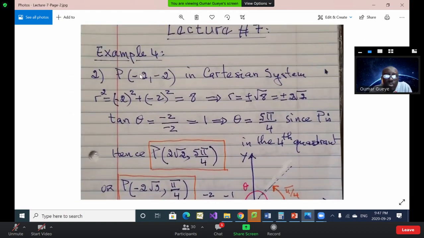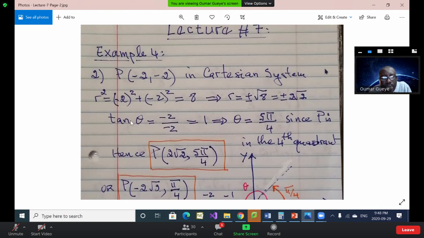So we take this point, -2, -2, in the Cartesian system, and we want to get the polar coordinates. We're going to start by calculating r. It is x squared plus y squared, where this is my x and this is y. After calculations, we will get 8. And if r squared equals 8, then r is going to be plus or negative √8, which is equal to plus or negative 2√2.